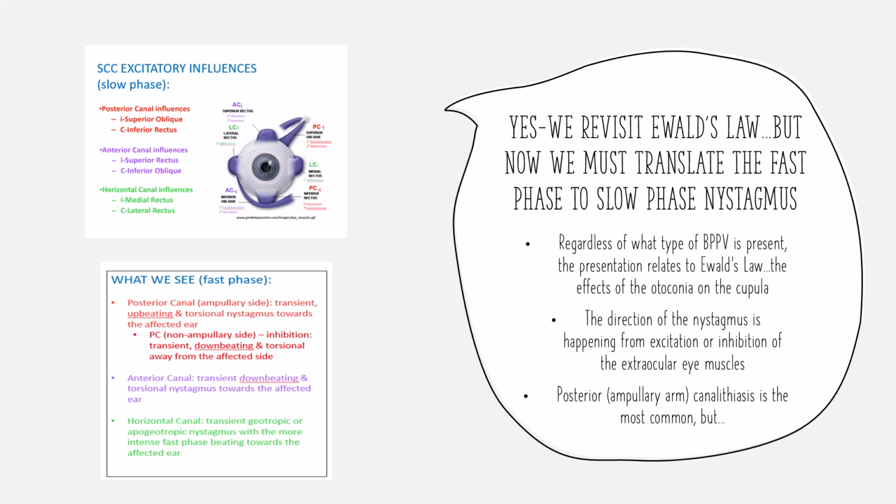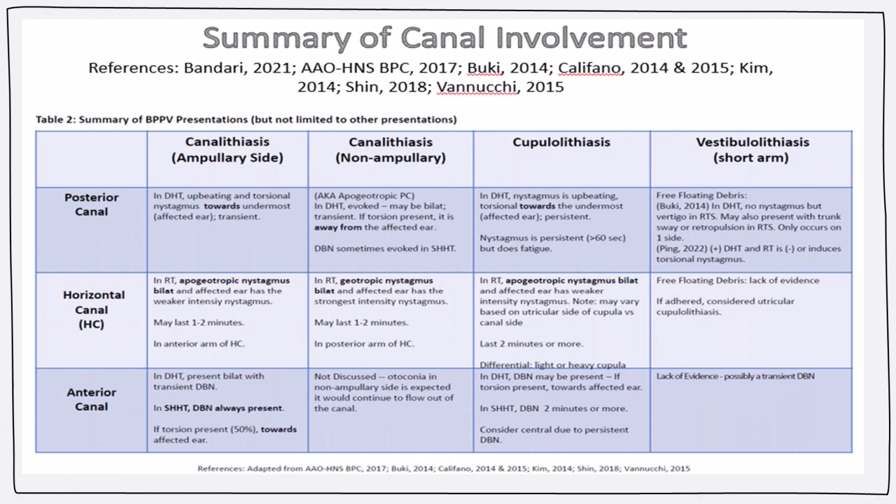Posterior ampullary arm canal lithiasis remains the most common, but again, we have to be aware of all those atypical patterns that we may see. So posterior canal is the most common, then horizontal, and anterior canal is the least common. And then we add that component of, is this on the ampullary side or near the ampulla? Is it on the non-ampullary side? Is this potentially cupulolithiasis, or is this short arm? And another word for that is vestibulolithiasis, where it's on the utricle side versus in the semicircular canal.